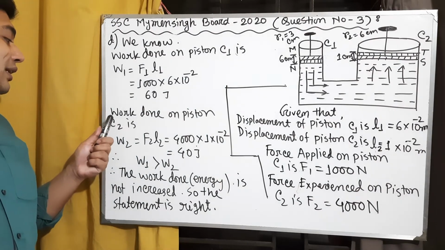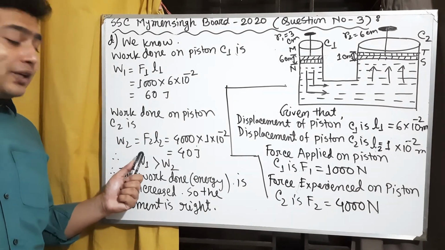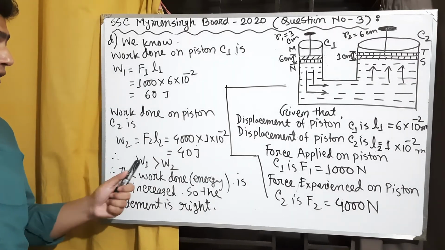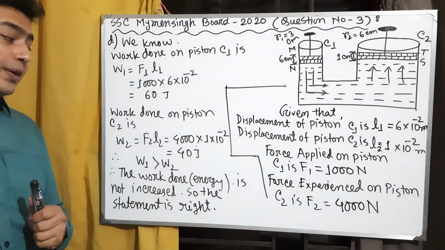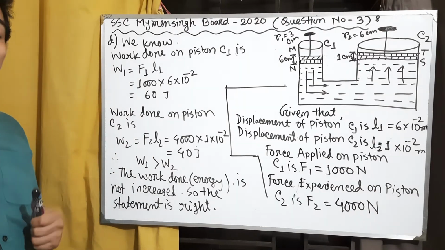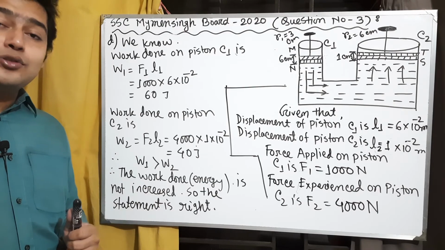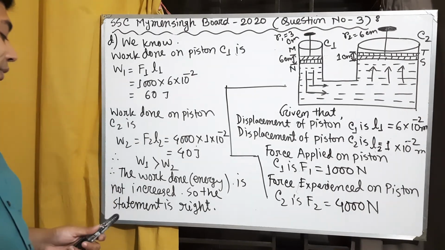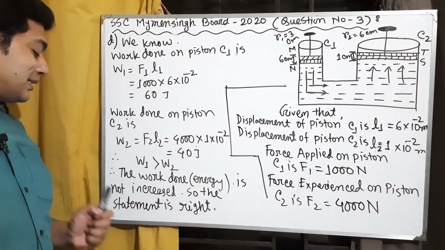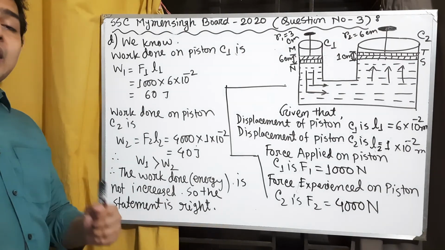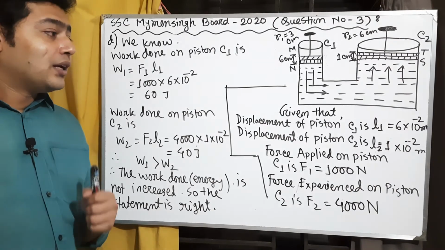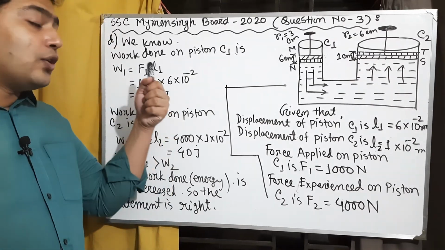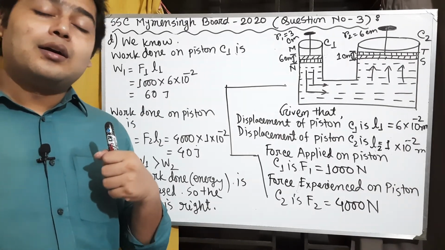Similarly, the work done on piston C2 is W2 equals F2 L2. Putting in the values, we get the work done on piston C2 is 40 joule. Comparing W1 and W2, we see that W1 is greater than W2. So the work done, or energy, is not increased. So the statement is right. My dear boys, this is the solution for question D, and this is the whole solution for our given creative question.